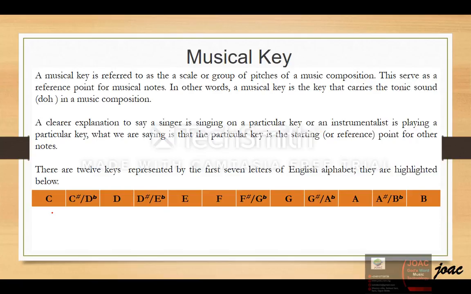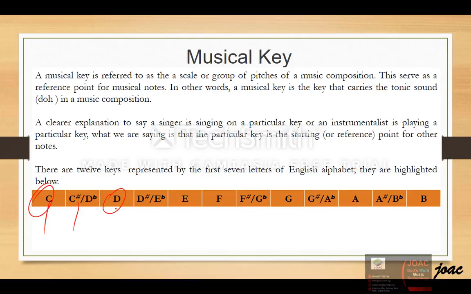So assuming we start from the key of C, we have C, then after that we have C sharp, or we can also call it D flat. Where that comes in is because between C and D we have a full step, so a half step between C and D. When you raise C by a half tone, you have C sharp. When you lower D by a half tone, you have D flat. So D flat or C sharp is standing between C and D.